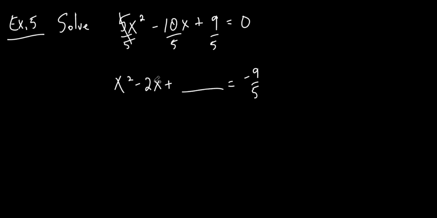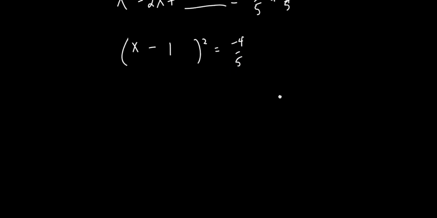Half of this is 1. Square it is 1. All right? Add a 1 to that side, add a 1 to this side. Now we made that into a perfect square. This is going to be x minus 1, and this is going to be 5 over 5, correct? So that's negative 4 over 5. This is where it gets a little weird. This is why we did that imaginary number stuff before we did this.